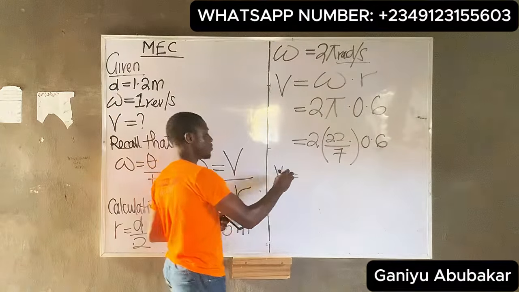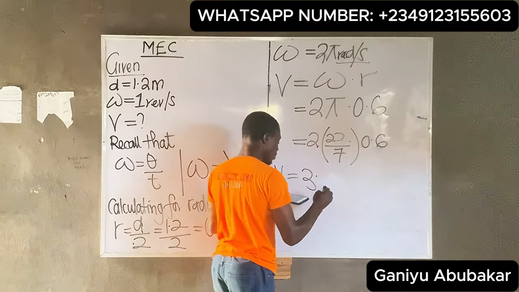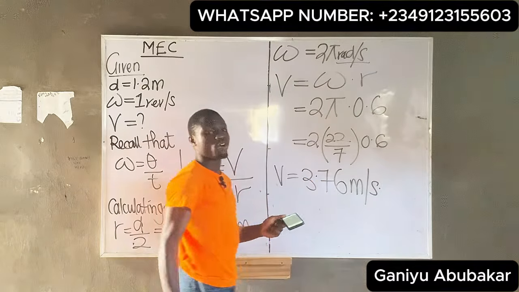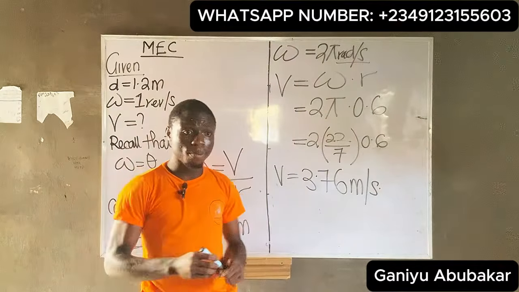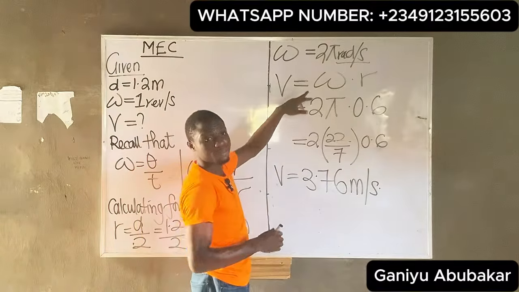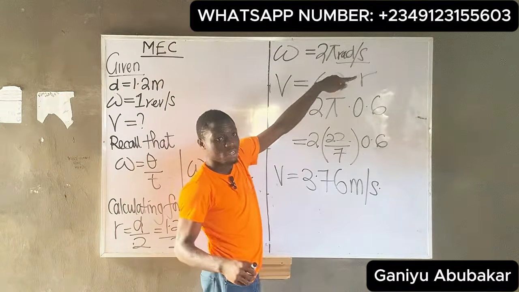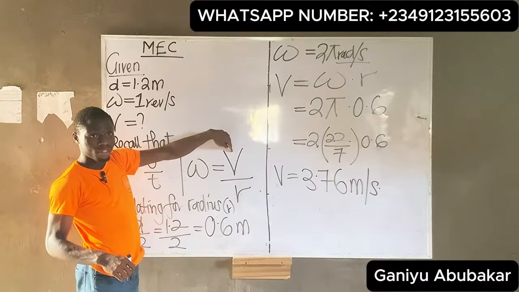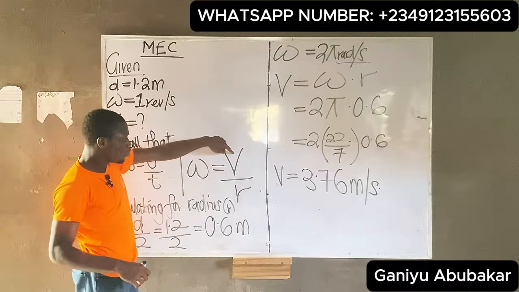What do you have there? 3.76 meters per second. Please let me confirm. Which part there? No, I asked you to find V. So, to find V, make V the subject.